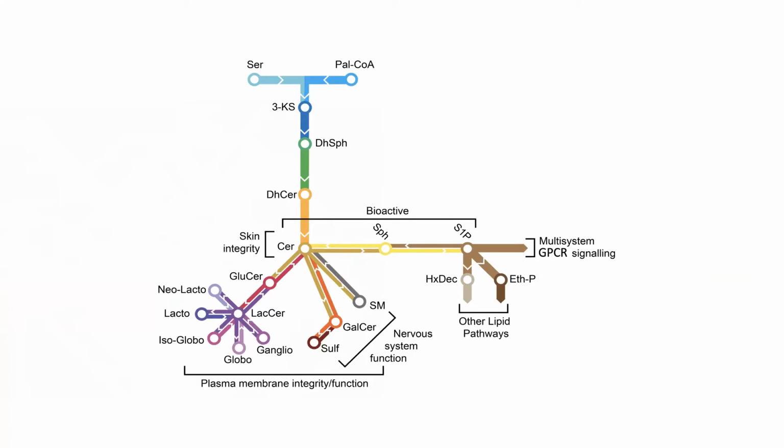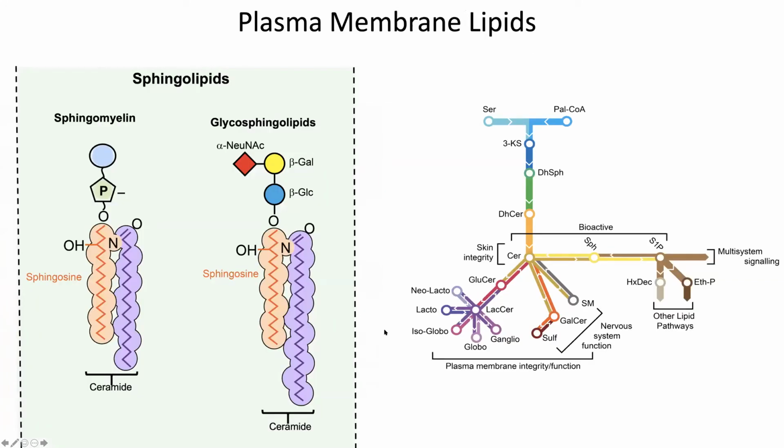So in the sphingolipid pathway, at least this stripped down version that I'm showing, there are several key features. One key feature is that there are bioactive intermediates that need to be made in order to produce the final end products that are important for sphingolipid functions. And one of the key functions of the pathway is the production of plasma membrane lipids, usually in the form of sphingomyelin or glycosphingolipids.